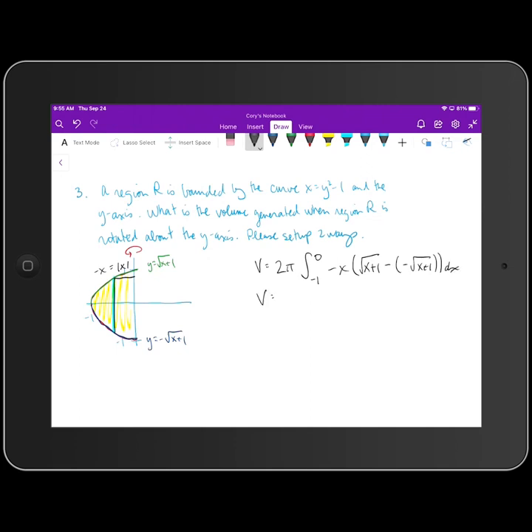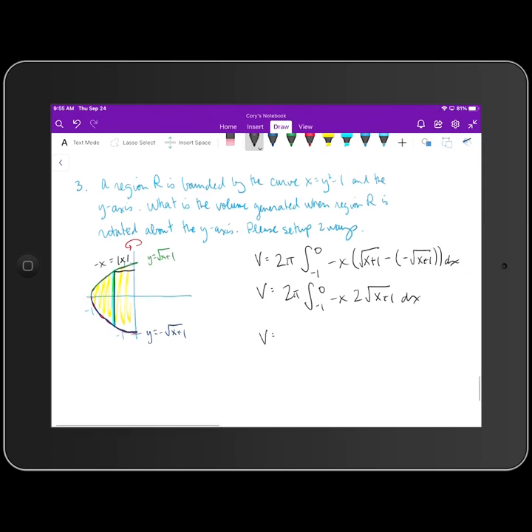So I can make this volume here then 2 pi times the integral from -1 to 0 of negative x, and then rad x plus 1 minus negative rad x plus 1 is going to be 2 rad x plus 1 dx. And then I'm going to pull the coefficient -2 out front. So the volume here is going to be -4 pi times the integral from -1 to 0 of x rad x plus 1, which we're integrating with respect to x.